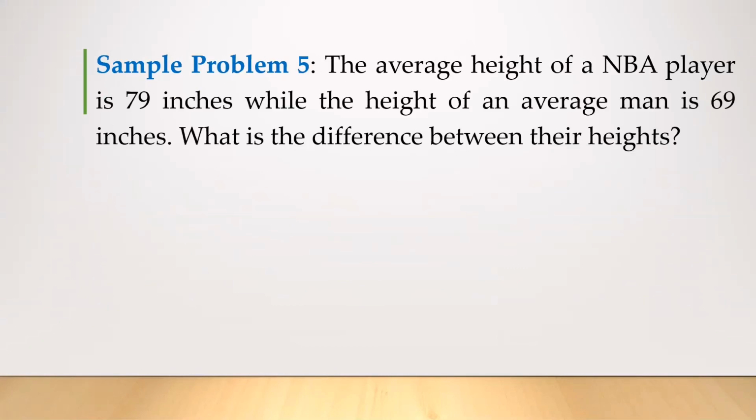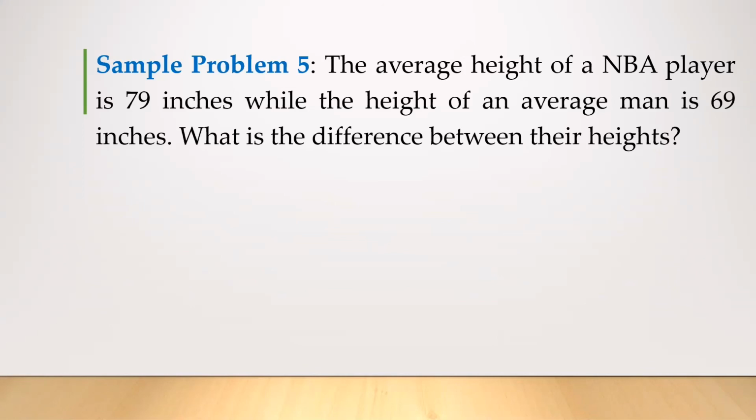And then last is a word problem. And a lot of people make mistakes on word problems because we don't read it through. I have a rule of 3. Read it 3 times before you do anything. The average height of an NBA player is 79 inches, while the height of an average man is 69 inches. What is the difference between their heights? Okay, well, let's go back for a minute. The average height of an NBA player is 79 inches. The height of an average man is 69 inches. So that 79 and 69 are going to come into play. And it says, what is the difference between their heights?